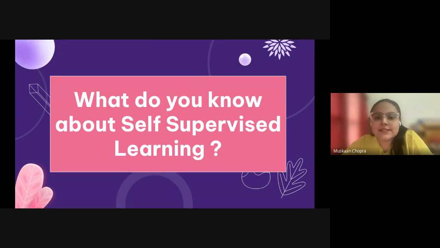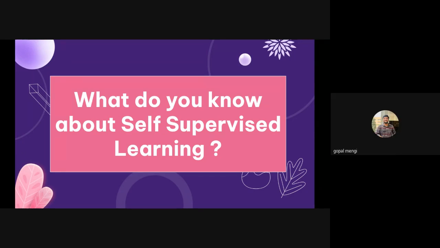If anyone has any idea or any hint of what SSL is, I would love to hear it. If anyone can unmute and tell. SSL is a basic technique in machine learning and deep learning, which is self-supervised learning, and it works on data for which we do not provide labels. That is, totally unlabeled data.